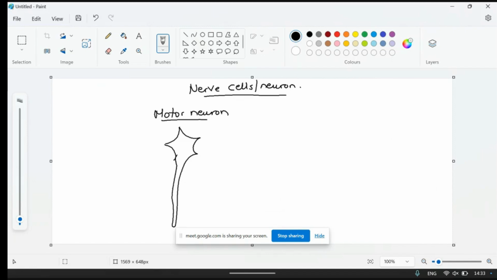The motor neuron looks like this. It's a normal cell, by the way, that started to extend itself to form something which is called the axon. This is the nucleus. All of this is cytoplasm and organelles. Normally, they do have things like hair, which are called dendrites. These are called dendrites. And the axon or their body is surrounded by a fatty layer.